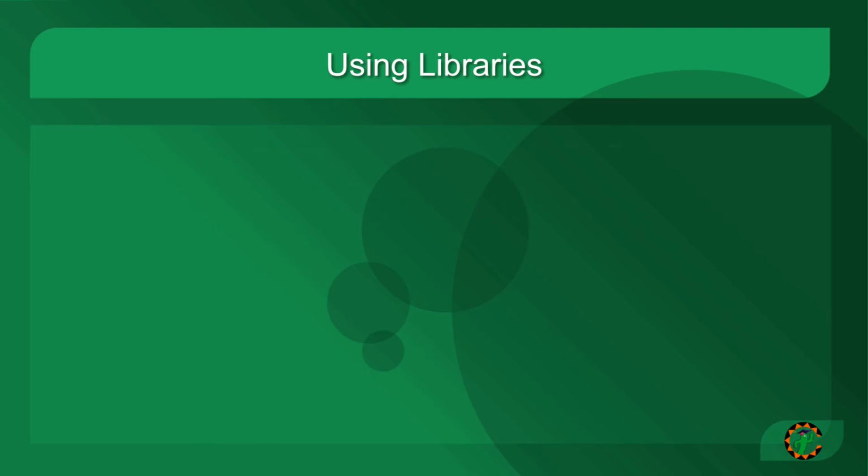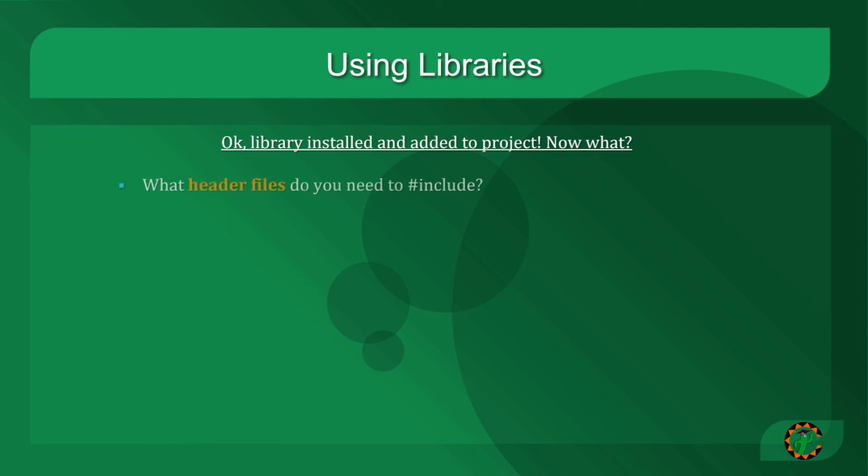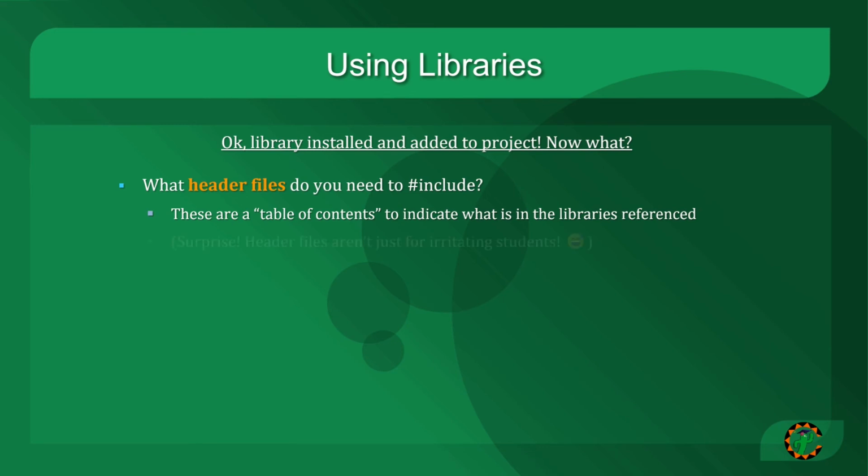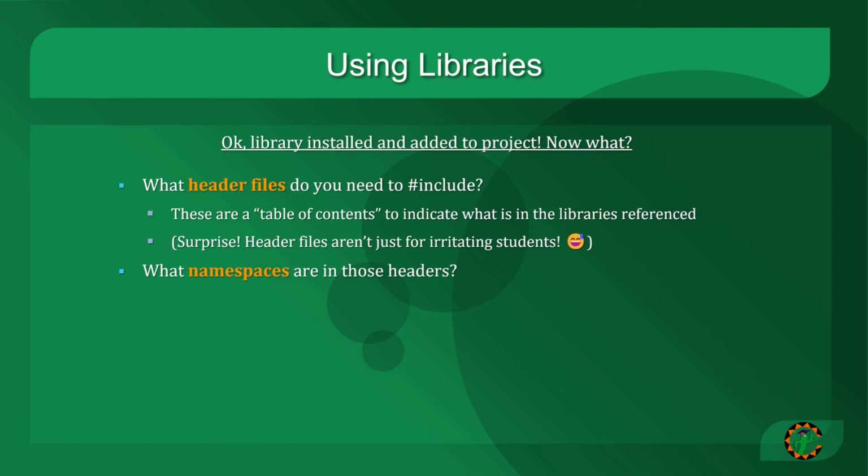So let's say that you've installed the library, you've successfully added it to the project. Now what? Well, now you have to figure out which header files you need. What do you need to include? These are kind of like the table of contents, and they indicate what is in the libraries that we've referenced. Surprise, header files aren't just for irritating students. How about the namespaces for those headers? Especially in modern C++, we'll find that libraries typically use namespaces. What classes or functions are in those namespaces?